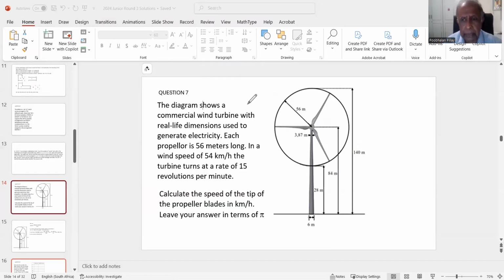Calculate the speed of the tip of the propeller blades in kilometers per hour. So how do you do that? This tip here completes, it's 56 meters long, so it completes one complete revolution. That is 56 multiplied by 2 pi r, right? The circumference is 2 pi times the radius. So this is a revolution, equals 1 revolution.